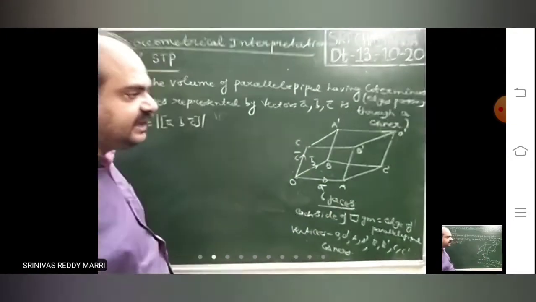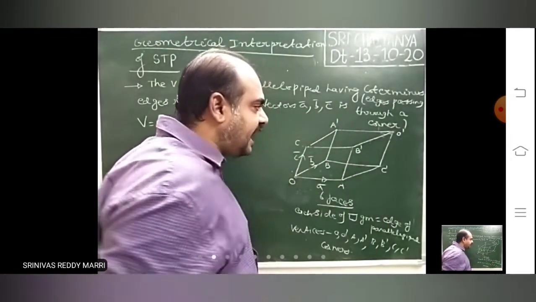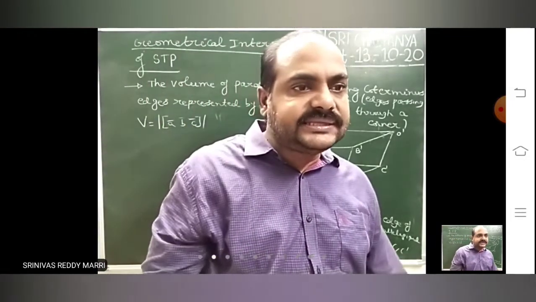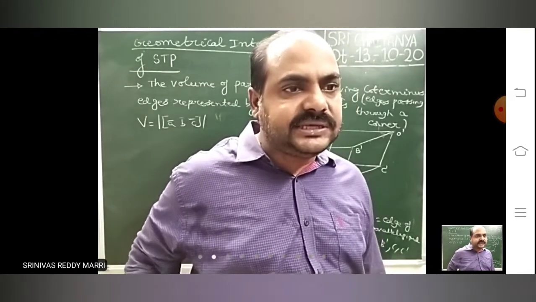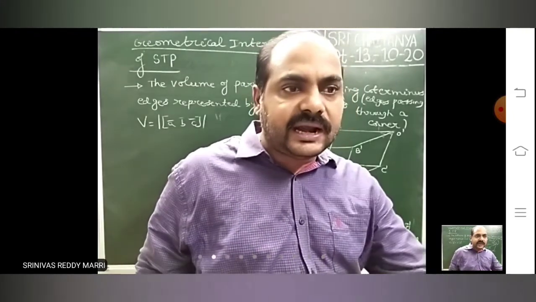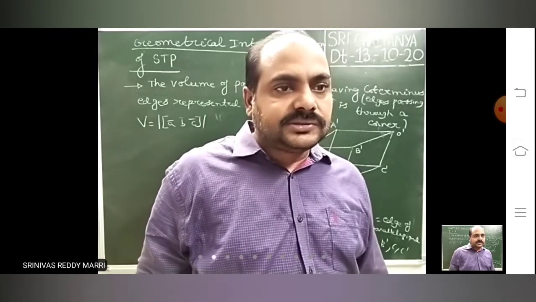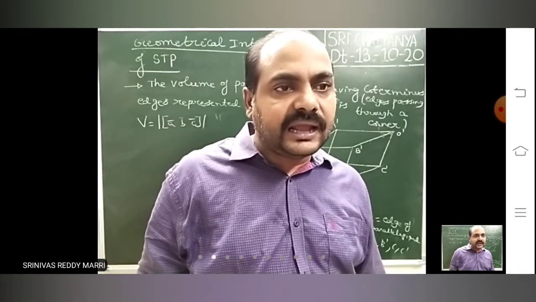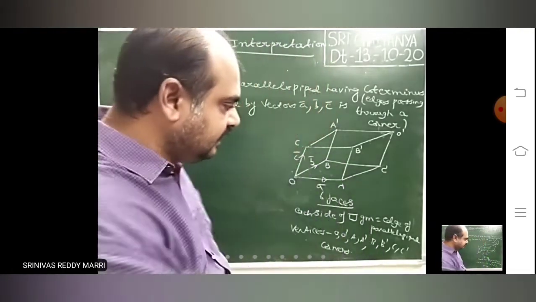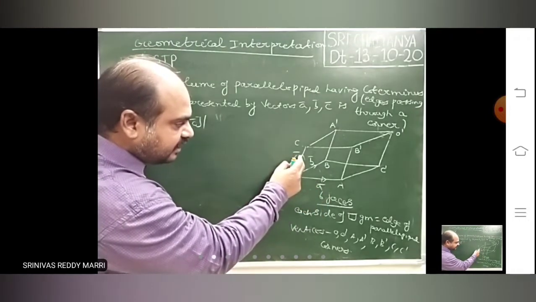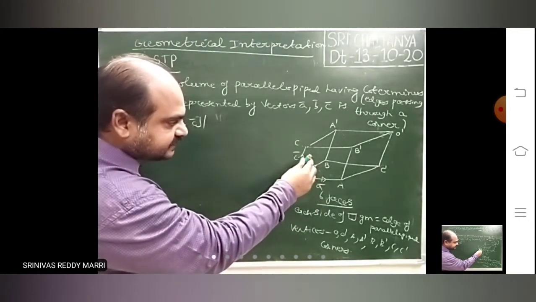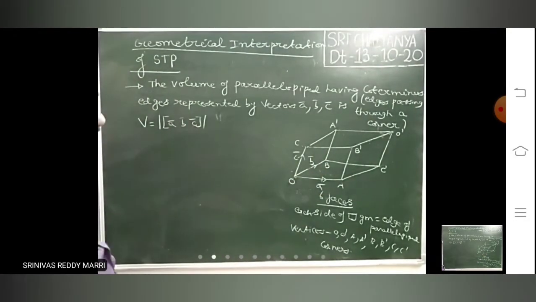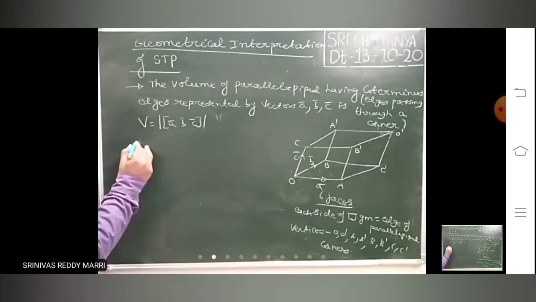That means, obviously, if a parallelepiped has to be constructed, the vectors must be non-coplanar. If A bar, B bar, C bar lie in the same plane, suppose on your paper only, then you cannot construct the parallelepiped. Two vectors lie on your plane, and the other vector C bar will not lie on your plane. Then only the diagram can be constructed. So here A bar, B bar, C bar are non-coplanar, inclined like this. So three coterminous edges.